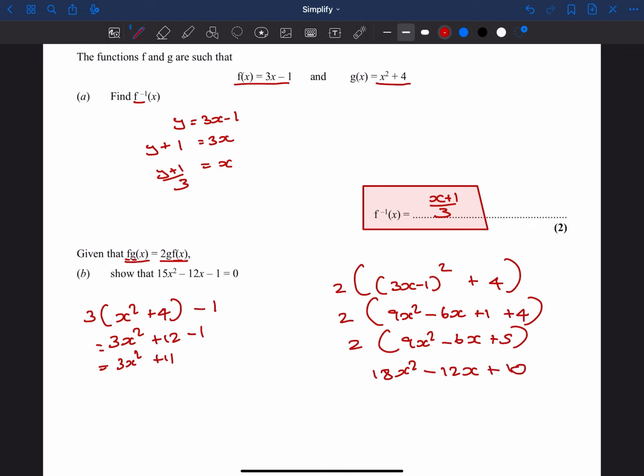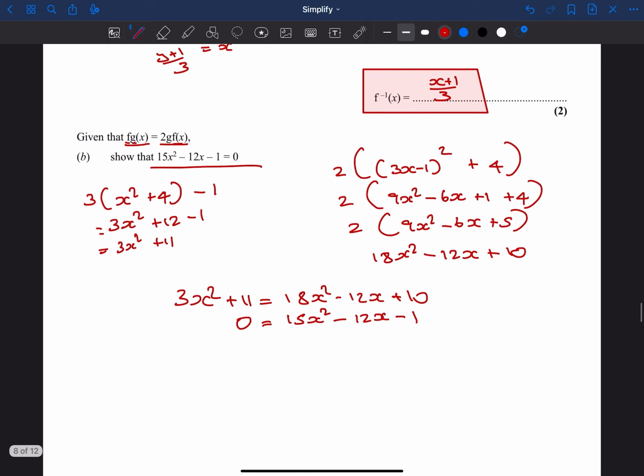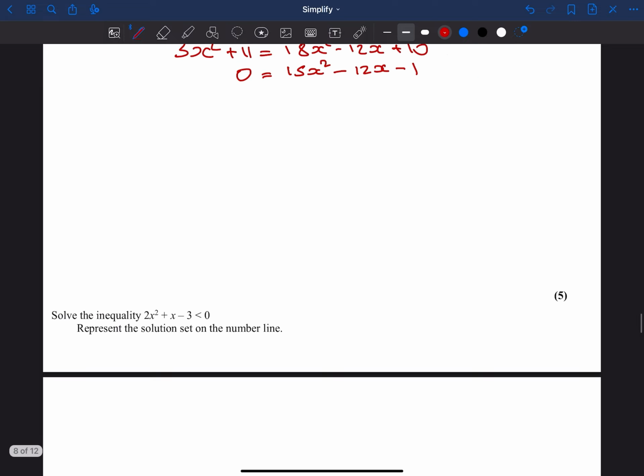We are equating them together, so let's rewrite it. 3x squared plus 11 equals 18x squared minus 12x plus 10. Bring everything to the right hand side, that's the easiest option. 18x squared minus 3x squared is 15x squared, minus 12x, there's nothing to combine it with, plus 10 minus 11, that gives you minus 1. And there you go, it's shown. You don't need to solve it because they only said show this, so that is more than enough. And there's a 5 mark.